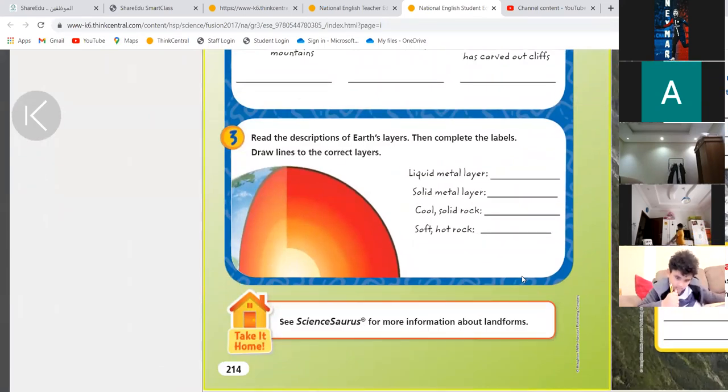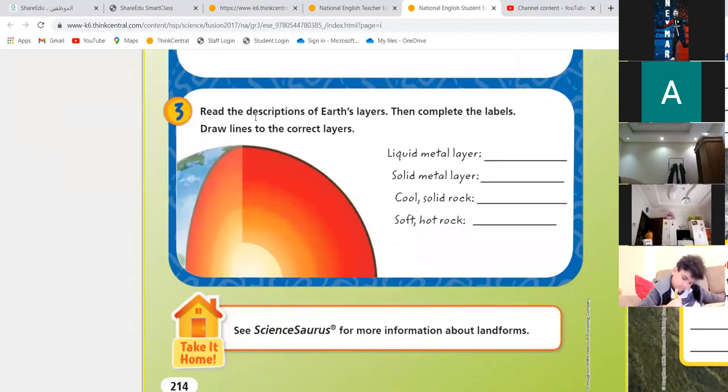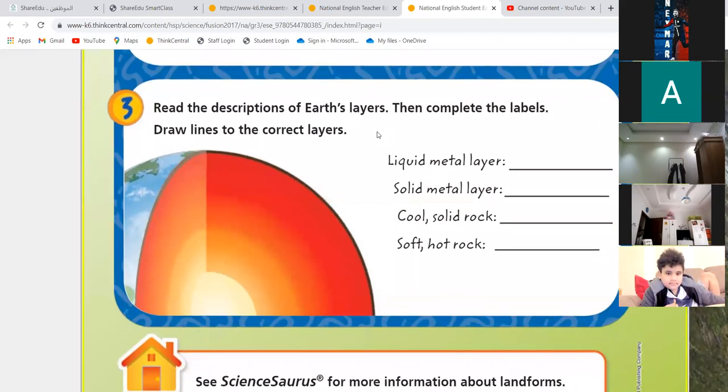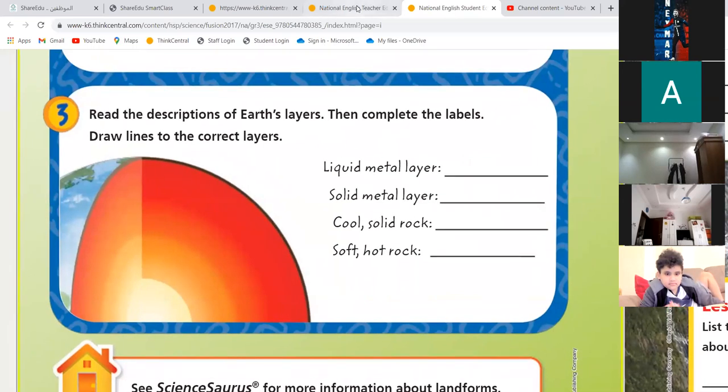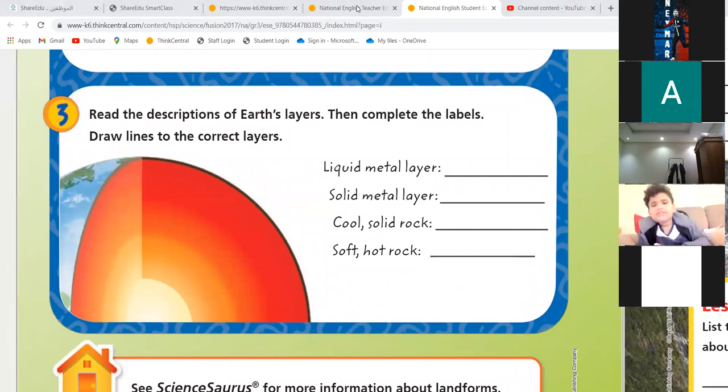Okay, let's go to the next page. We will do number 3 first, and then we will go up to number 2. I want you to read the description of Earth's layer and complete the labels, okay? I want you to tell me the labels now. Okay, Mandili. No. Mandili, you will do number 1. Only number 1, okay?